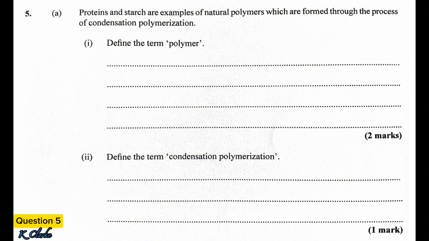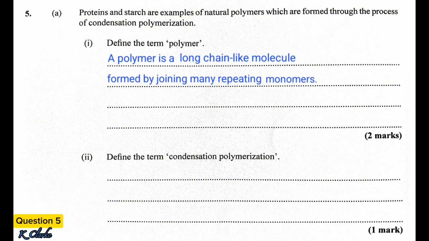Question 5. A. Proteins and starch are examples of natural polymers which are formed through the process of condensation polymerization. Part 1. Define the term polymer. A polymer is a long chain-like molecule formed by joining many repeating monomers.